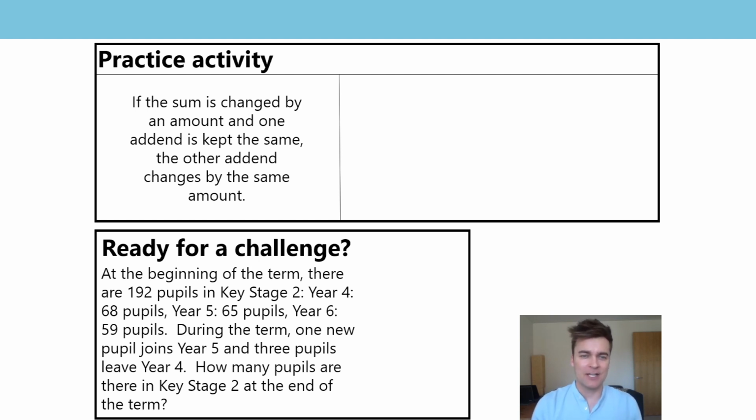At the beginning of the term, there are 192 pupils in Key Stage 2. Year 4, 68 pupils. Year 5, 65 pupils. Year 6, 59 pupils. During the term, 1 new pupil joins Year 5 and 3 pupils leave Year 4. How many pupils are there in Key Stage 2 at the end of the term?